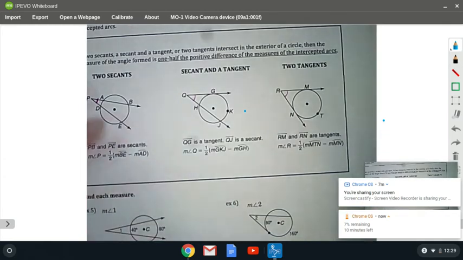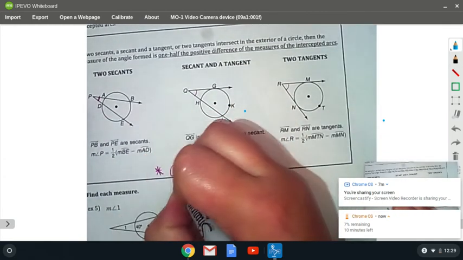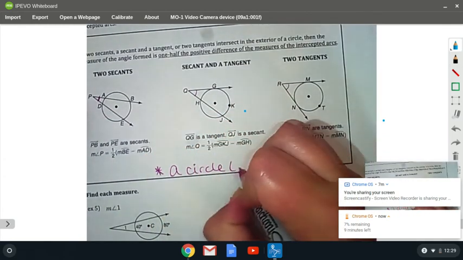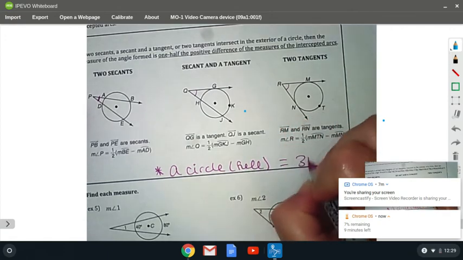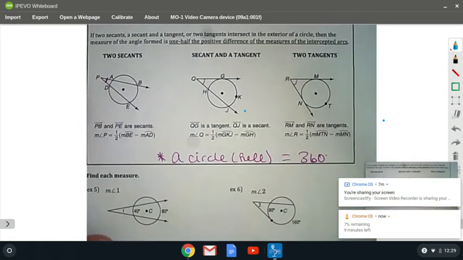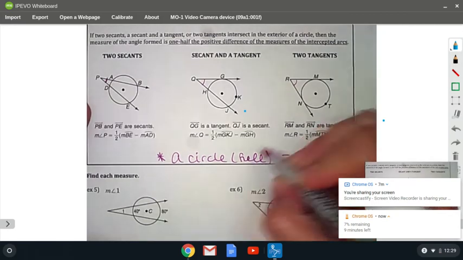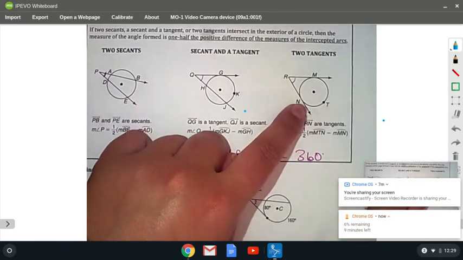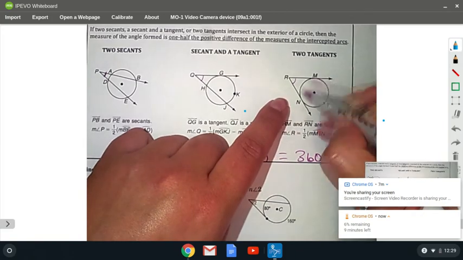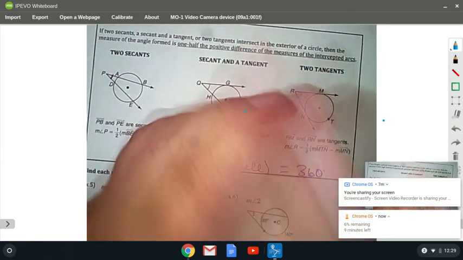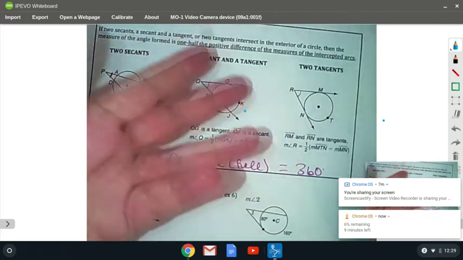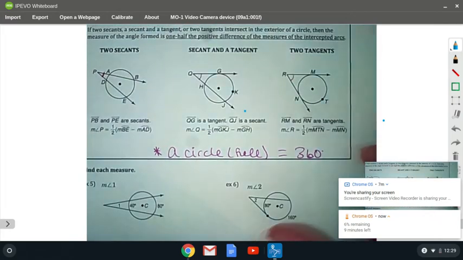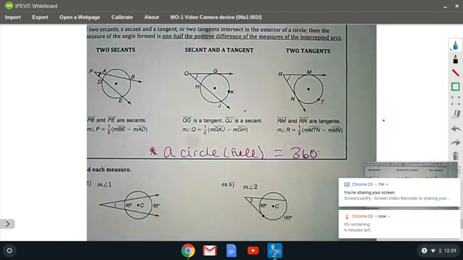One thing I want you to remember in all of these is that a circle in full equals 360. That can be important because for some of these, they may only give you one of the arcs. These two, this smaller arc and bigger arc, should add to 360. It's a whole circle. So they may only give you one of them and you may need both, so they may expect you to be able to find it.